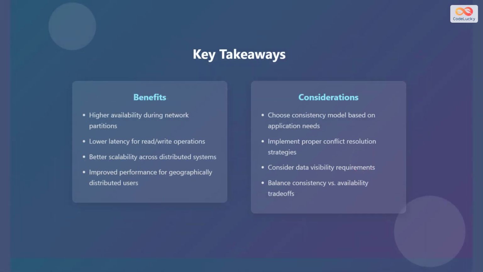Here are the key takeaways from our discussion on eventual consistency models. Some of the benefits of using eventual consistency models include higher availability during network partitions, lower latency for read and write operations, better scalability across distributed systems, and improved performance for geographically distributed users.